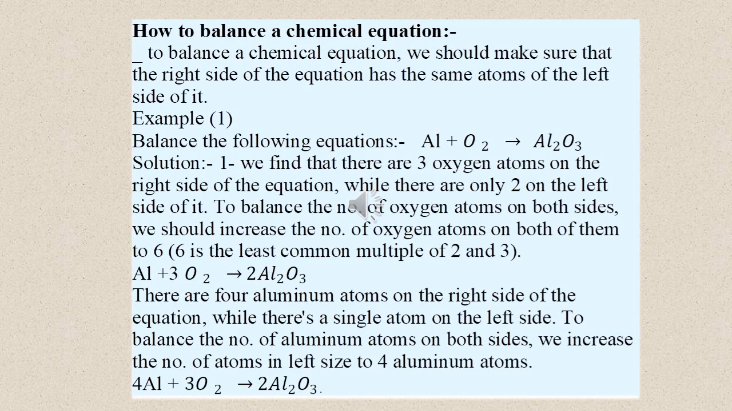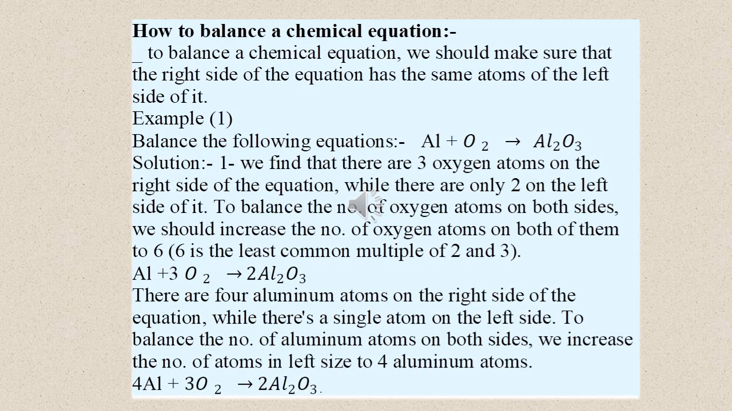We must make a table that contains the products and the reactants and put the number of atoms of both of them in that table. In the reactants, Al is just one atom, and O2 is two atoms. In the product, Al is 2 atoms and O3 is 3 atoms. So first we will put 2 Al in the reactants to make sure that the number of aluminum in the product equals the number of aluminum in the reactants.